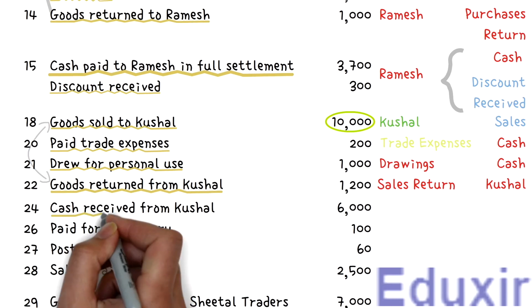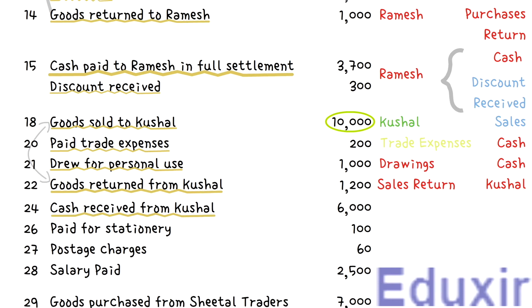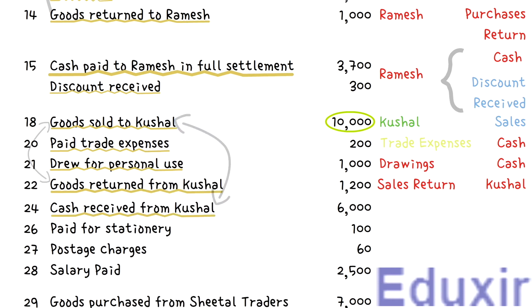In this transaction, the business has received 6,000 rupees of cash from the debtor Kushal. Note that this transaction is related to the transaction done on 18th April, wherein the business has sold goods worth 10,000 rupees to the customer Kushal. Also, in the previous transaction, the customer Kushal has returned 1200 rupees worth of goods. So, as the debtor is paying to the business, the debtor asset of the business is decreasing in this transaction.